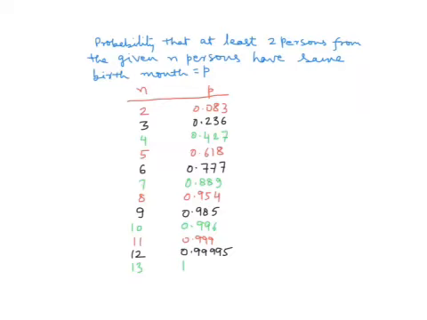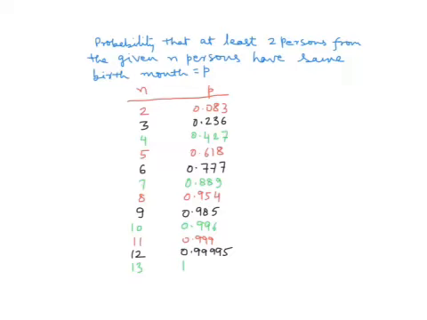Since this gives the probability that all have different birth months, when we subtract this probability from 1, we get the probability that at least two persons have the same birth month. Because if you subtract from 1, you get the probability that all do not have different birth months. So it definitely means that at least two have the same birth month.